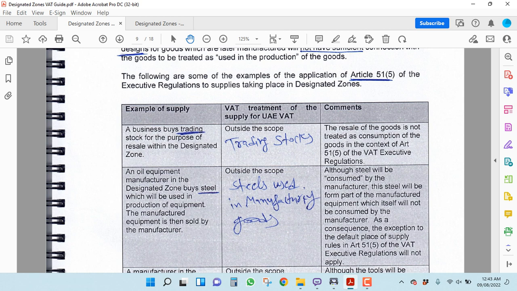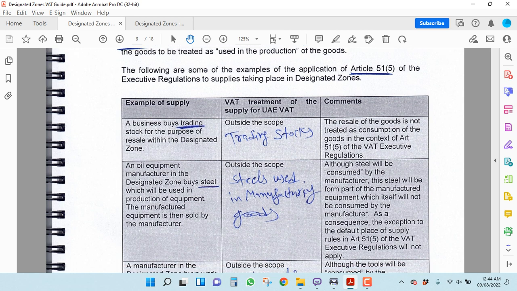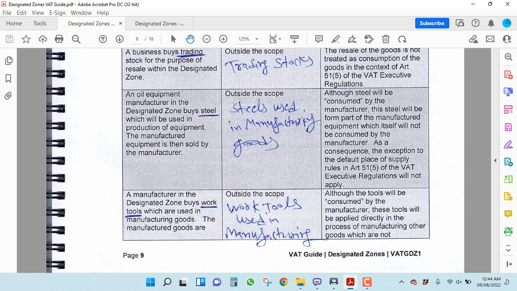An oil equipment manufacturer in the DZ buys steel which will be used in the production of equipment. That manufactured equipment is then sold by the manufacturer outside. Steel used in the manufacturing is outside the scope. Although steel will be consumed by the manufacturer, this steel will form part of the manufactured equipment, which itself will not be consumed by the manufacturer. As a consequence, the exception to the default place of supply rules in Article 51.5 of the VAT executive regulation will not apply.